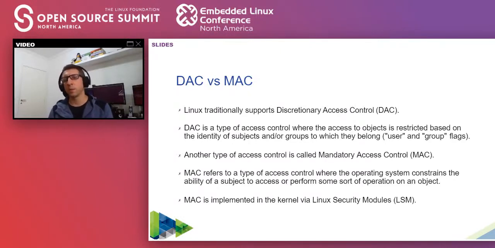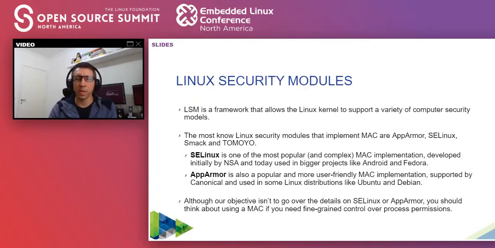but you can do that with a MAC, a mandatory access control. Basically, in a MAC system, you have objects and subjects. An object is everything in the system, like a file or a socket, and a subject is basically a process. You define what a subject can do with an object. There are some MAC implementations in Linux using the Linux Security Modules framework. I would say the two most famous are SELinux and AppArmor. For example, Android uses SELinux, and AppArmor is used in Ubuntu.